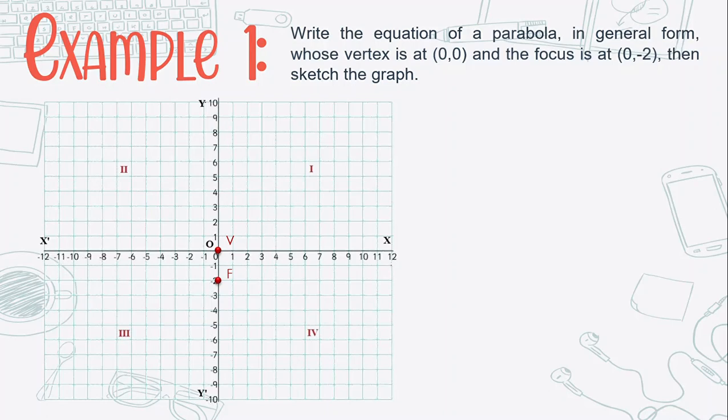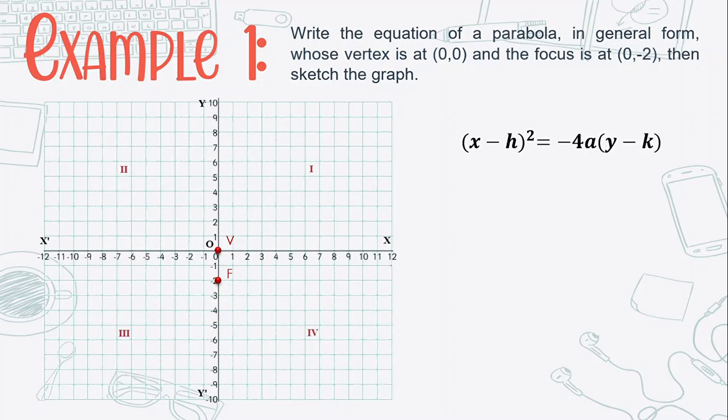Now, by just looking at the position of our vertex and the focus, we can assume that our parabola will face downward. So, we can use the equation (x - h)² = -4a(y - k). Again, the squared one is x and our 4a is negative because our parabola will be facing downward.